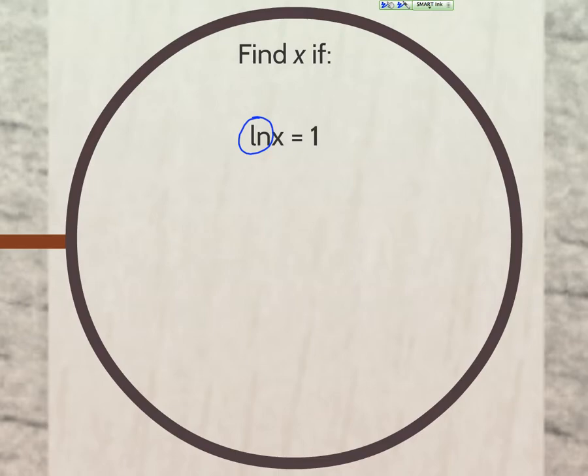What's the inverse of our natural log? It's e. So that was something we wrote on like the first screen, so if you need to write that down, the inverse of natural log is e. And it goes both ways. The inverse of e is natural log, like they go together.